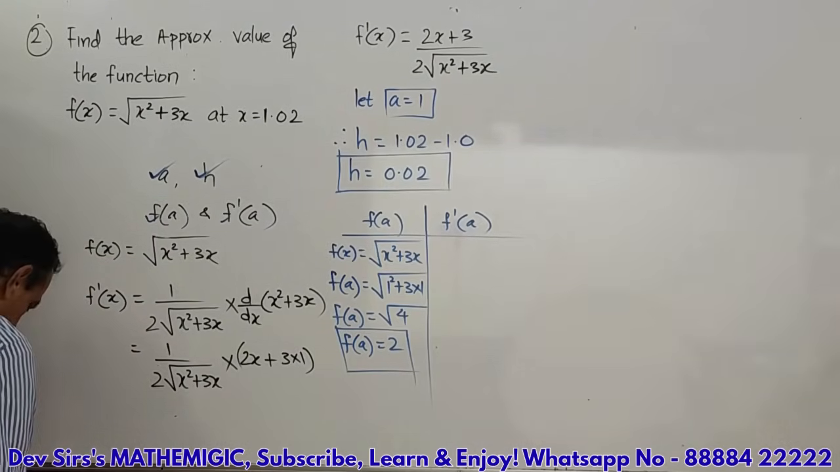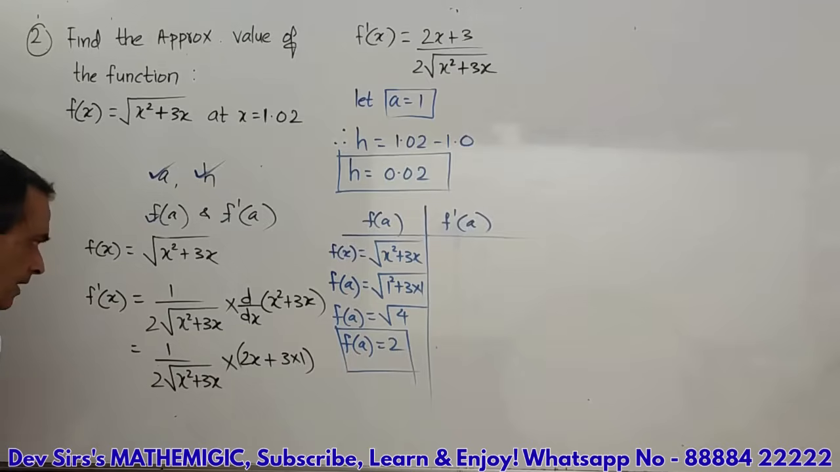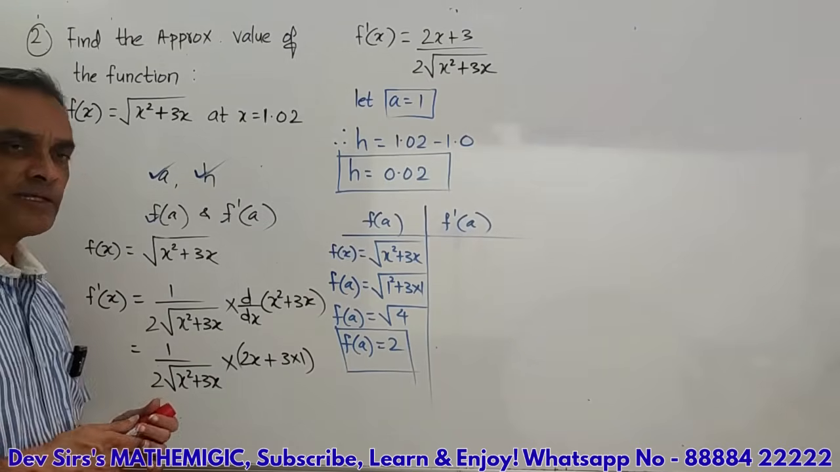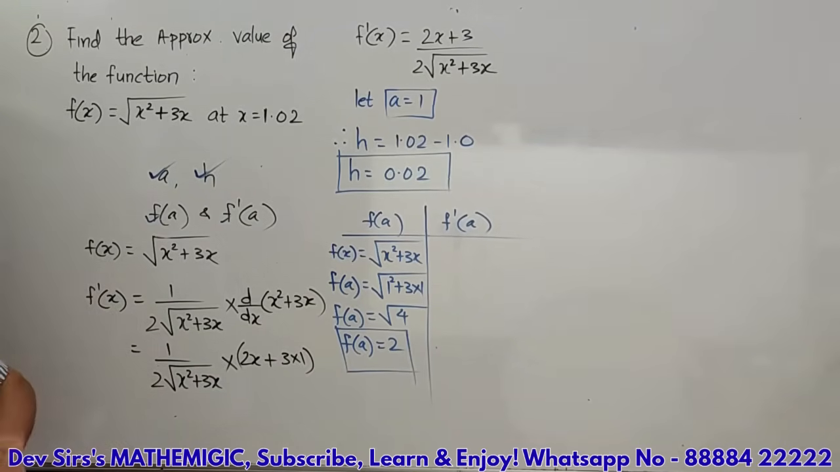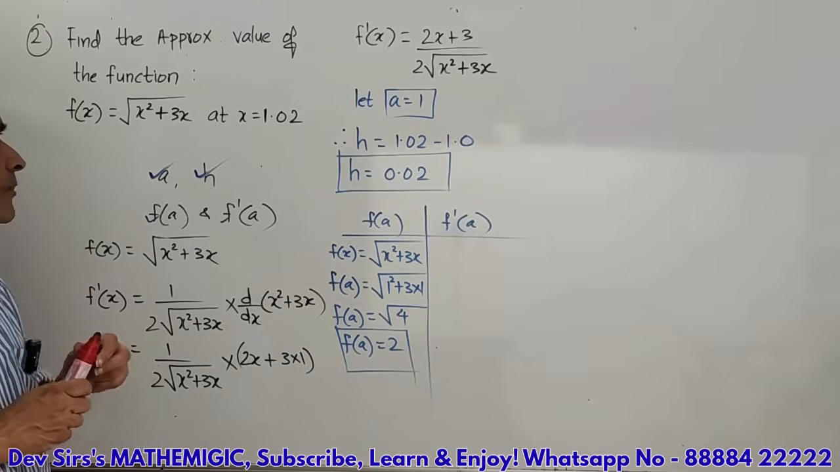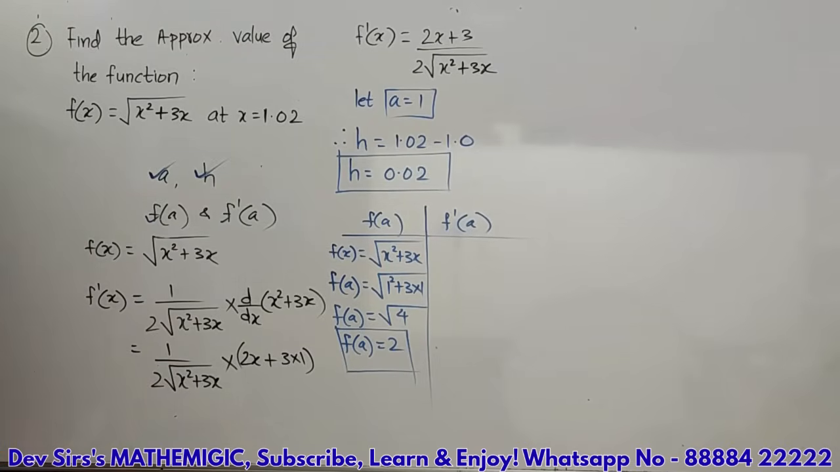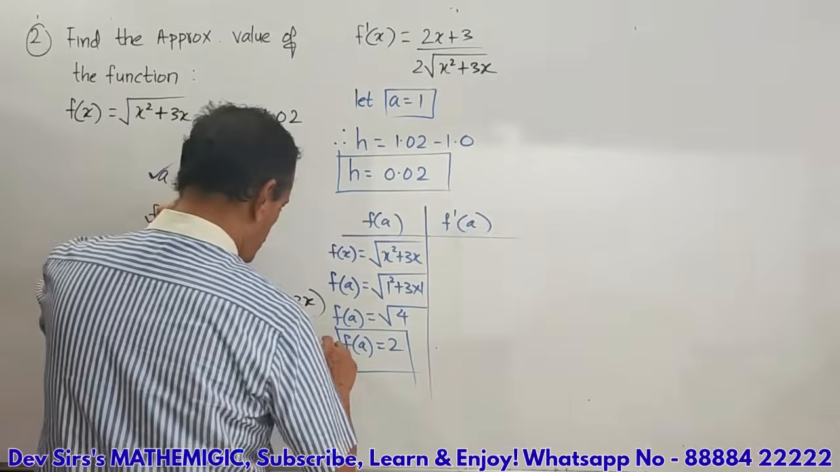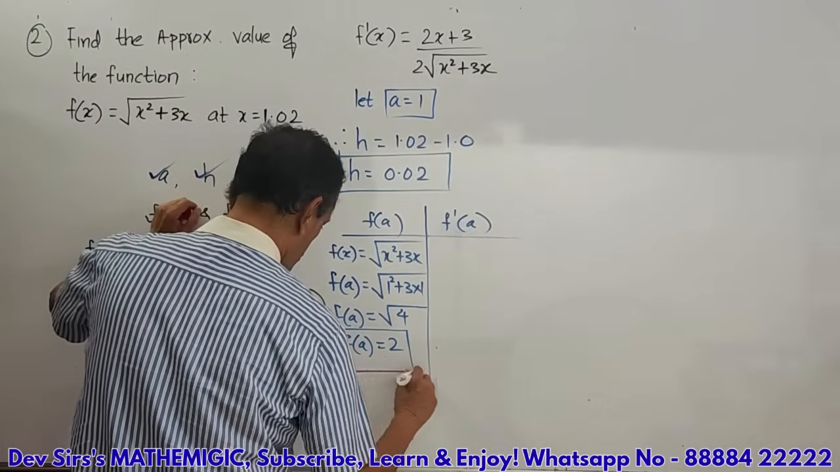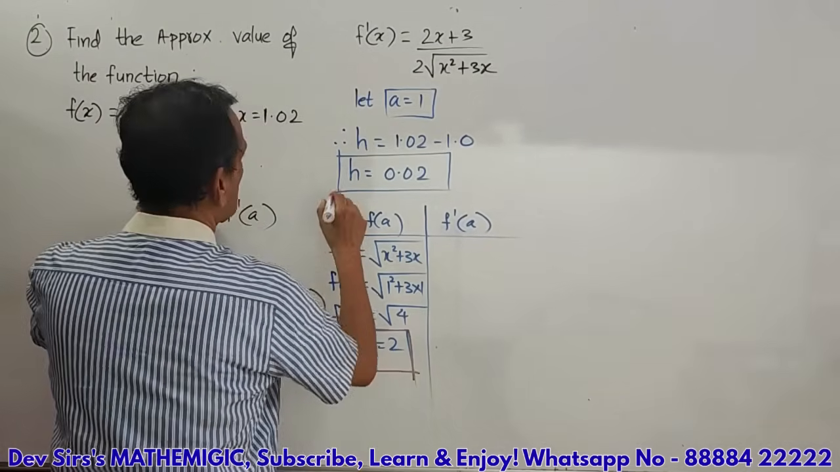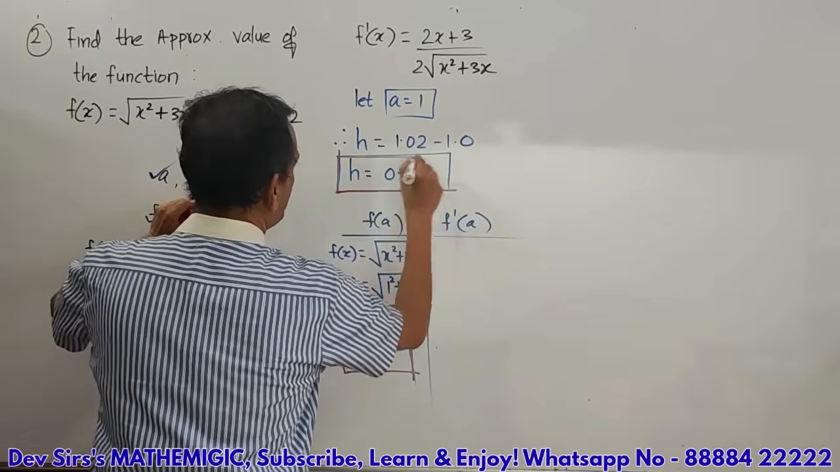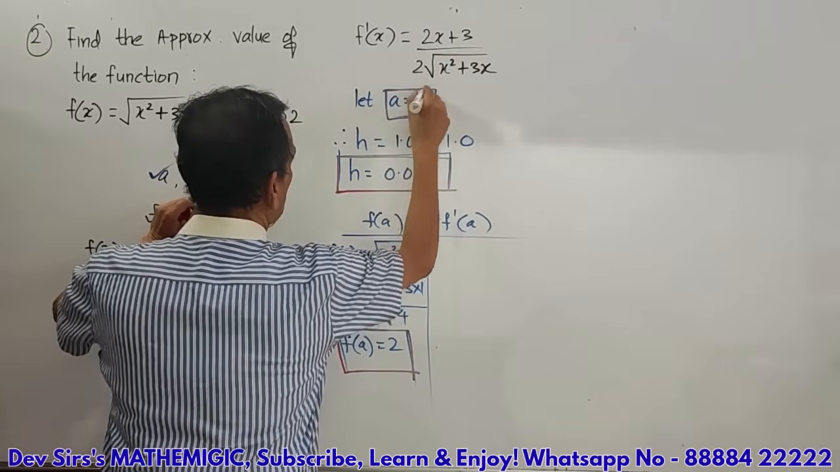I'll mark it with red. Square root is naturally plus minus, but in applications of derivatives, you take only the positive answer because positive options were given to you. Negative options are not given. So f a, moreover it is a square root, so let us take f a as 2 now. We got h, we got a.